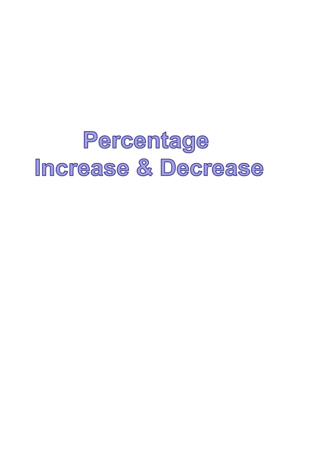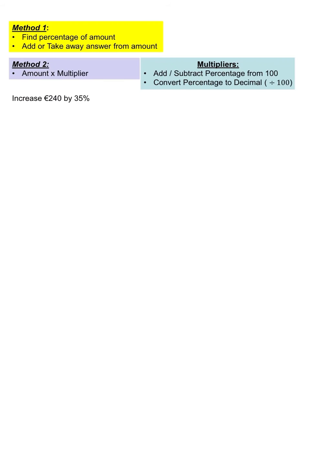So the next thing we'll have a look at now is percentage increase and decrease. So if we have to increase €240 by 35%, there's two ways to do this. So the first method, we find the percentage of the amount, and then we add or take away our answer from the original amount. So let's do that first.